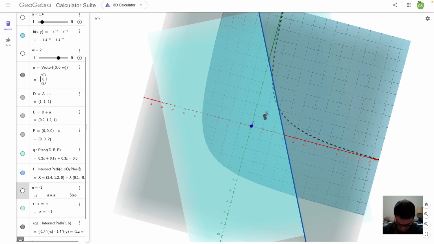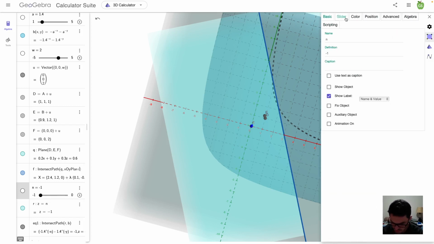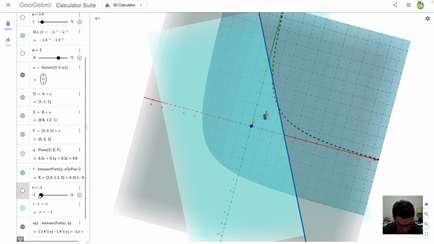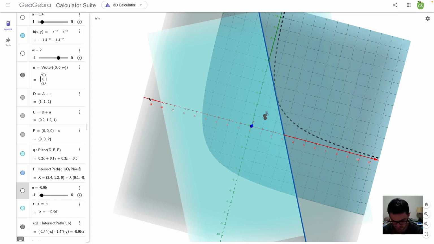Okay, so now n is more in the range. I can go into settings here, and this slider I can have it increment by 0.02 or something, so we can hopefully get a little closer to exact. Let's see if we can get something a little smoother. Yeah, looky there. That looks like a good spot.